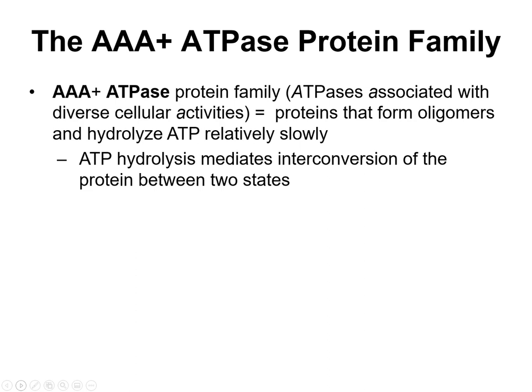So what we're going to see throughout is that there's a protein family, the AAA plus ATPase protein family. ATPases associated with diverse cellular activities. And these proteins form oligomers, which means that there's a bunch of them all together that form an active holoenzyme. And they hydrolyze ATP pretty slowly. So if their sole function was to be an ATPase, they'd be pretty bad at it. But what we see oftentimes is that the hydrolysis rate is actually a control mechanism.